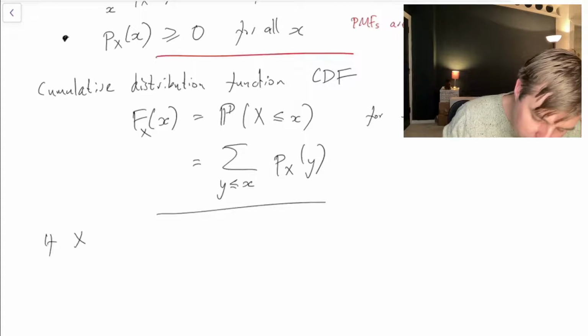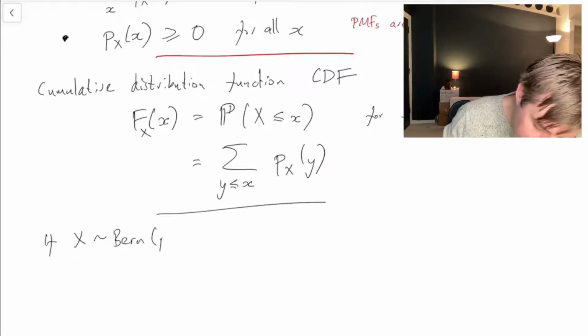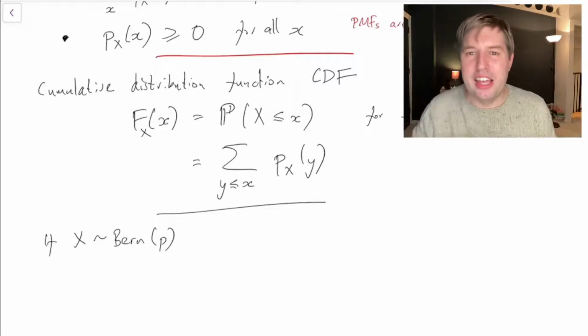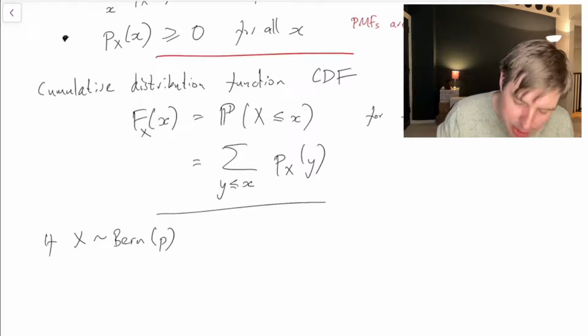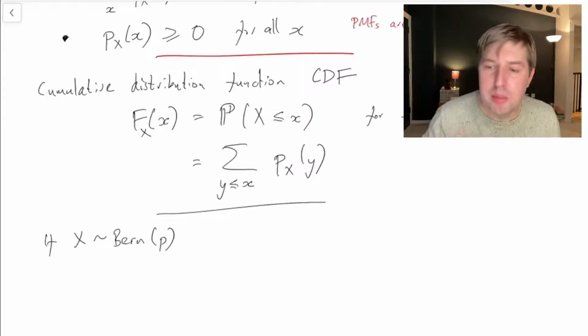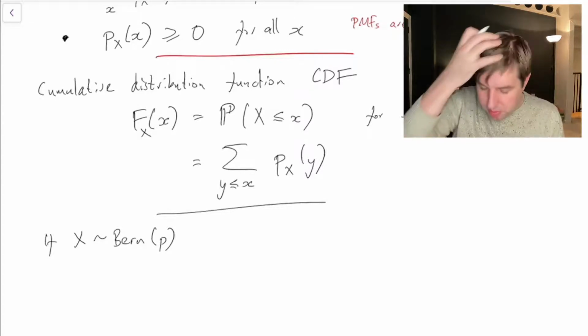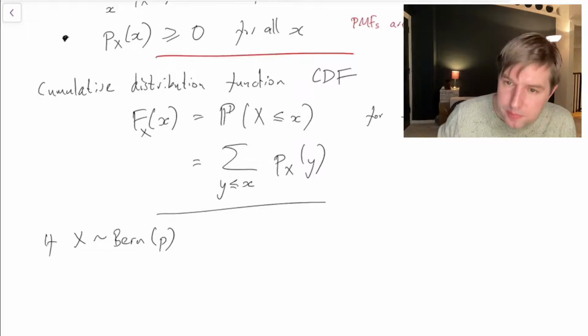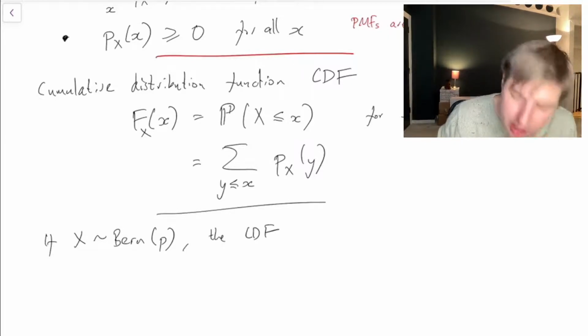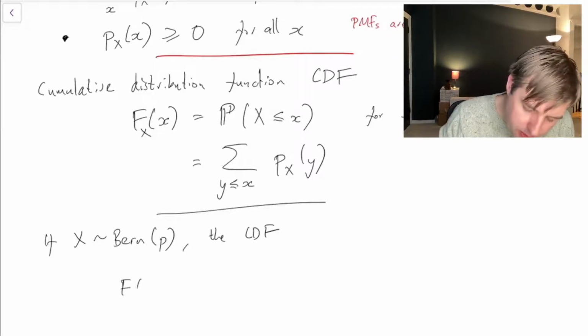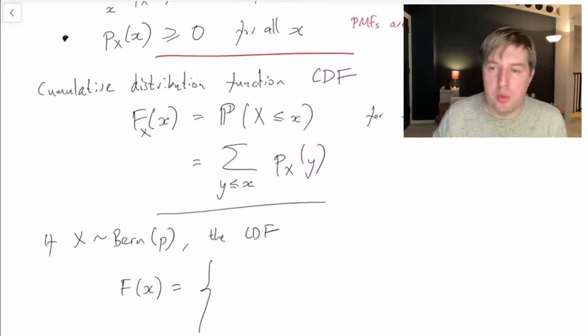So for the Bernoulli trial, when we're doing a Bernoulli trial, we sometimes write it like this: X tilde Bern(p), Bern short for Bernoulli, with p meaning p is the success probability. So the CDF is, well, the Bernoulli random variable can only take 0 or 1.